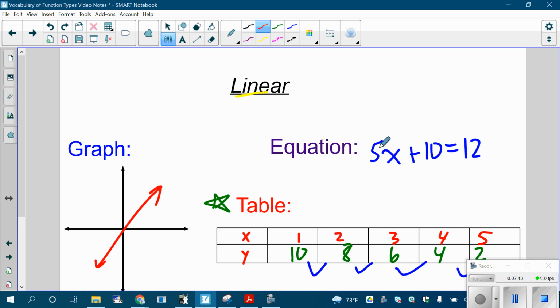Definitely know the graphs and the equations. You should be able to look at this equation and say it's linear, and the graph's going to look like this if you graph a linear function. Cool. Same with these other ones.